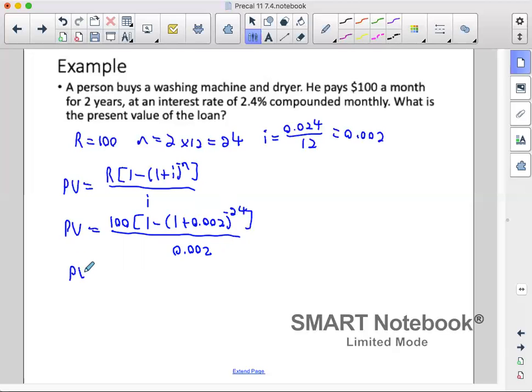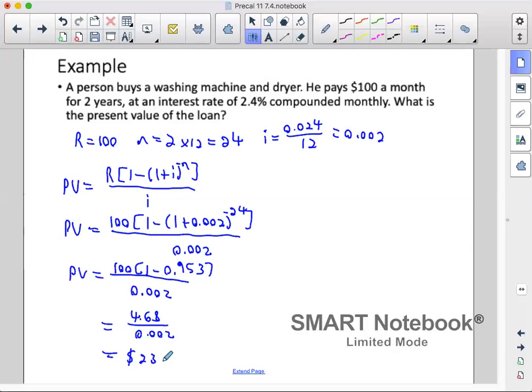So that gives us present value is equal to 100 times 1 minus 0.953 over 0.002. Calculating this top row of 1 minus that answer times 100, we have 4.68 divided by 0.002. We get present value of a loan of $2,341.03.